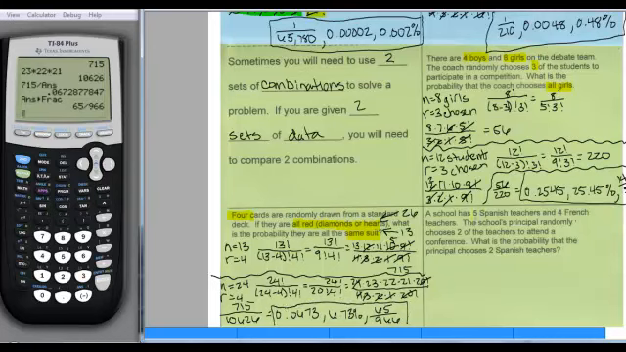Okay, lastly, there are 5 Spanish teachers and 4 French teachers. The school's principal randomly chooses 2 of the teachers to attend a conference. What is the probability that the principal chooses 2 Spanish teachers only? So first we have to find the probability of just picking 2 out of the 5 Spanish teachers, and then 2 out of the 5 total teachers. So my N will be 5 Spanish. And then my R will be 2.